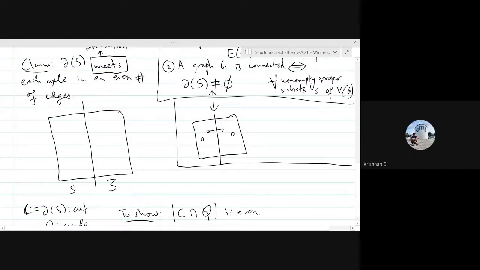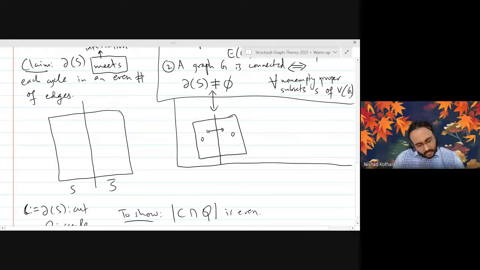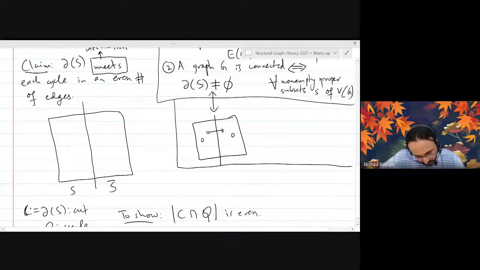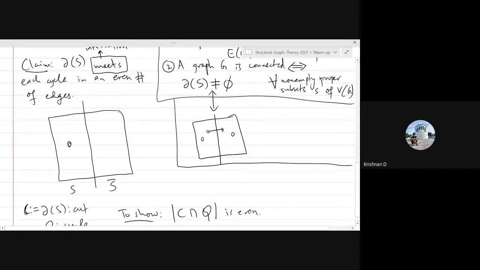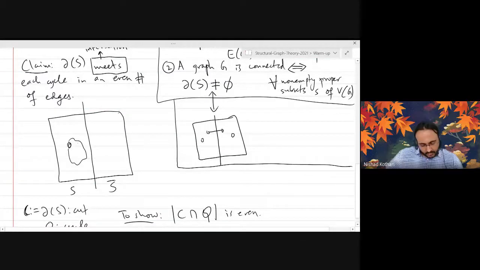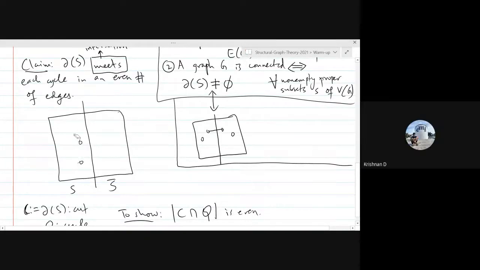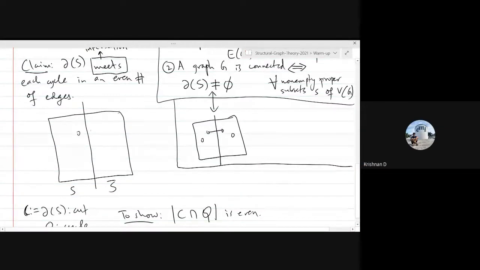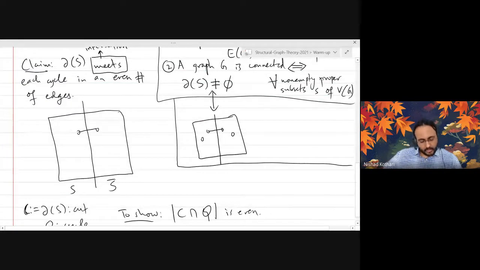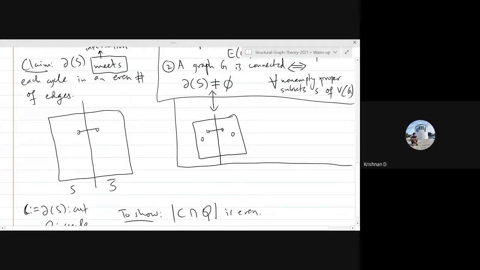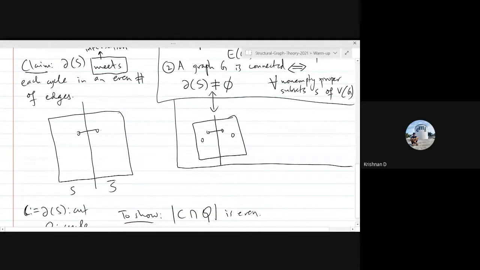Any cycle, let's say it starts on S or S bar. Like let's say it starts on S. If it's not going to S bar at all, then it's not going to intersect with any of the edges. Okay, that's one case: it's completely contained in S or completely contained in S bar. And if it goes to S bar, it has to go using an edge. Since it starts in S, it definitely has to come back, so it has to come back using another edge.